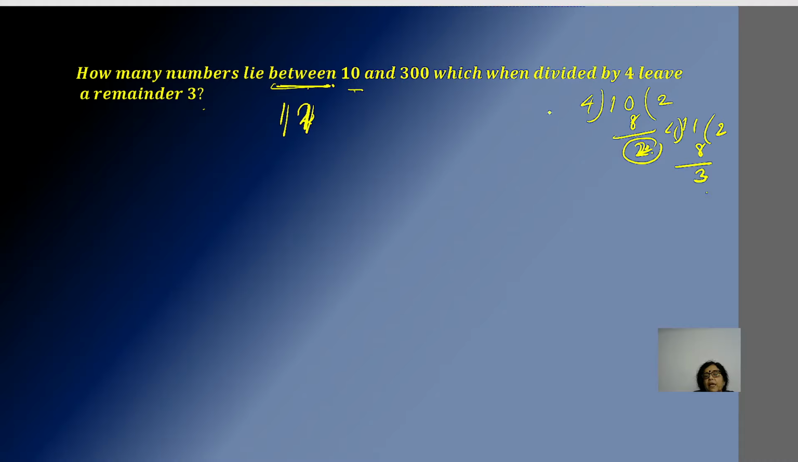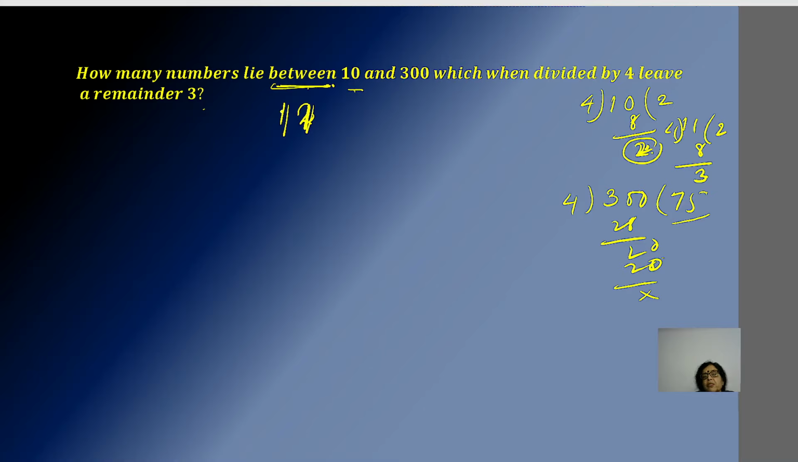Then if I take the last bigger number, 300, when we divide it by 4 it does not give us any remainder. 4 times 75 is 300 and we don't get any remainder. So it's completely divisible. But that means, since we have to get a remainder, this is giving us no remainder.